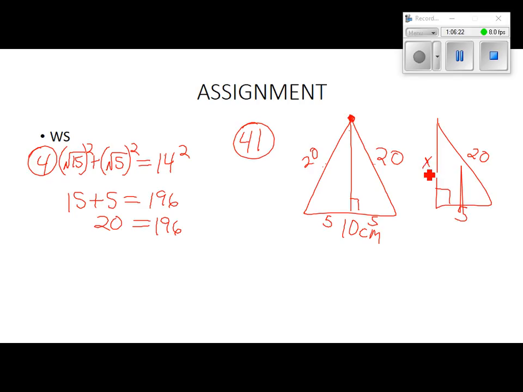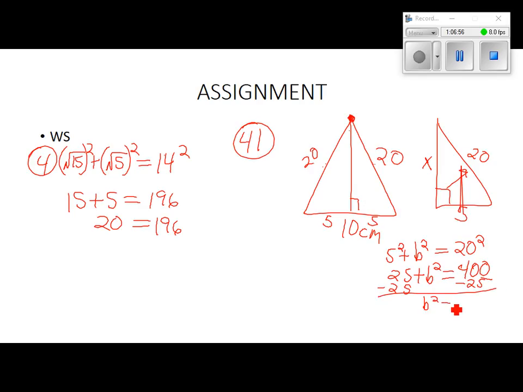Which one's the hypotenuse? 20. So tell me how to set up the Pythagorean theorem. 20 squared on that side, 5 squared plus b squared. What's 5 squared? 25 plus b squared equals 400. Now what do you have to do? Subtract. These are the ones that you guys are gonna mess up on, some of you. Subtract 25 on both sides, you end up with b squared equals 375.